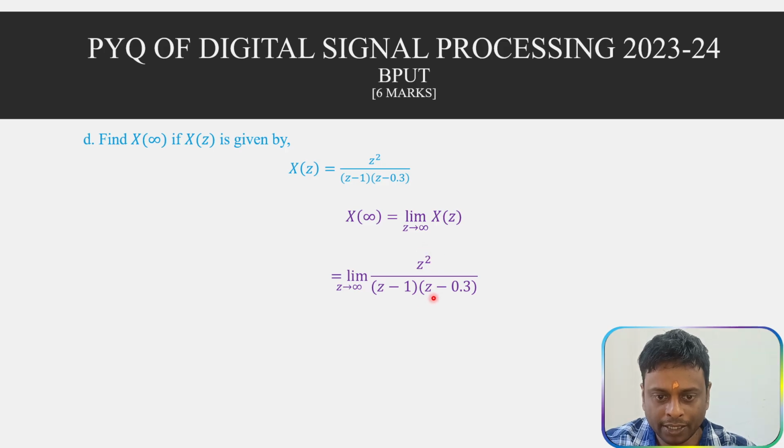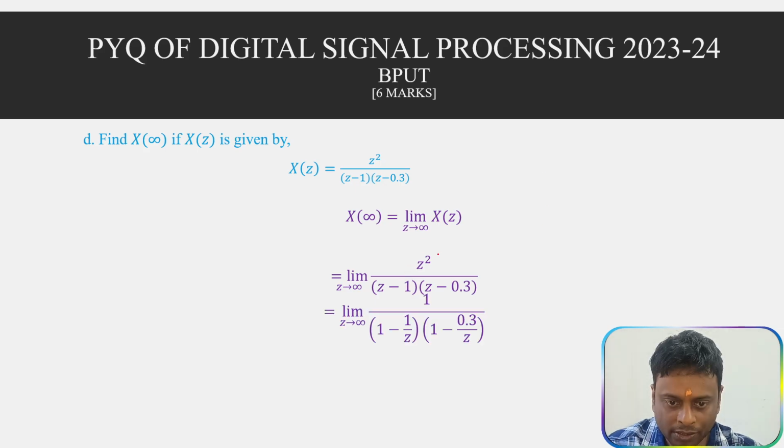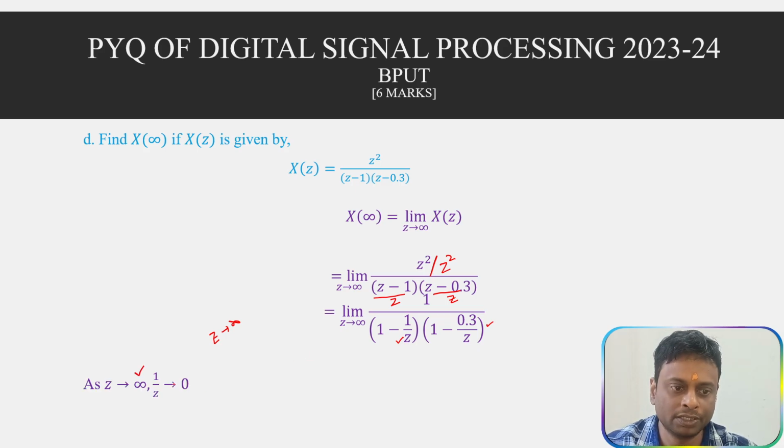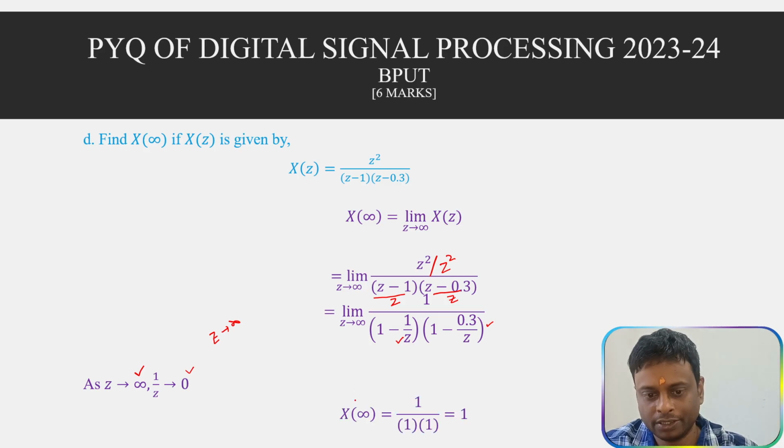In numerator and denominator, we just divide by z square. In the denominator, z minus 1 divided by z would be 1 minus 1 by z, and z minus 0.3 divided by z would be 1 minus 0.3 divided by z. Now we can put z tends to infinity, which means 1 upon z tends to 0. So it will be 1. So x of infinity equals 1. This is our final value theorem.